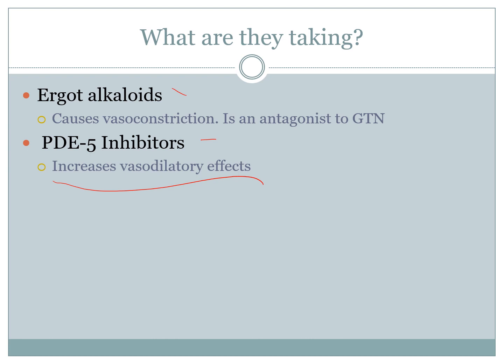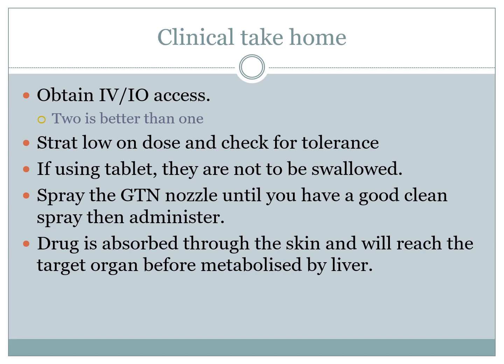Okay, we'll finish off with a few clinical take-homes. The patients that we're treating with GTN generally have a problem with cardiac output or hypertension itself, so it's always advisable to obtain IV and an absolute pinch IO access before administering GTN. Okay, now that's ideal. However, you can give the first dose whilst you're getting IV access, things like that. Just play it by ear. But if you're getting one and someone is already a little bit hypertensive with these chest pains, then put 2 in. Okay, it's always better to have 2.